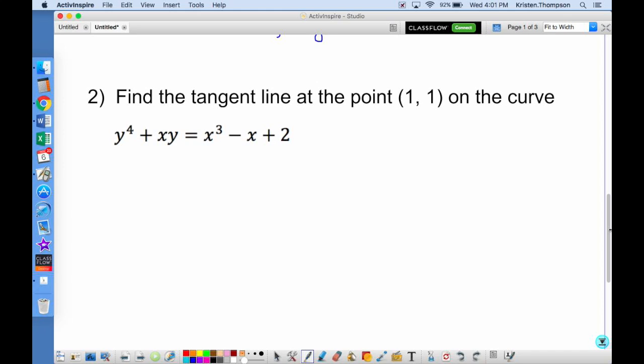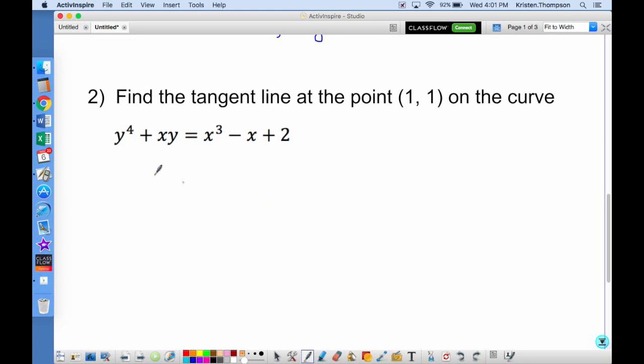Find the tangent line for the point (1, 1) on the following curve. All right, so we need to find a tangent line. We've done this a million times. How do we find a tangent line? We need a point and a slope. First thing we're going to do is find the slope. We find the slope by finding the derivative.